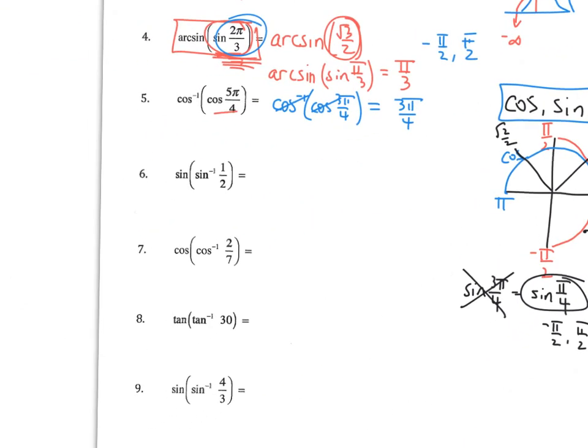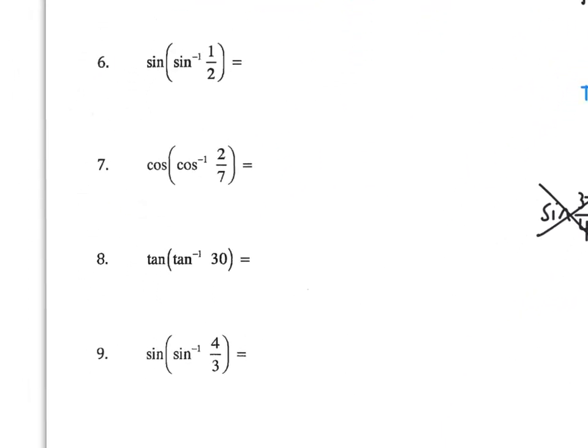Okay? All right. 6 through 9, now they're doing the inverse part first. So that means the very first thing you do is you check to see, at least for sine and cosine, that your value is between -1 and 1. So is 1/2 between -1 and 1? Yes. So that means our answer is just 1/2. The sine and the sine inverse just cancel each other out. Okay? So think about it this way. If you want to do it the long way around and not understand that sine and sine inverse just negate each other, what is sine inverse of 1/2?